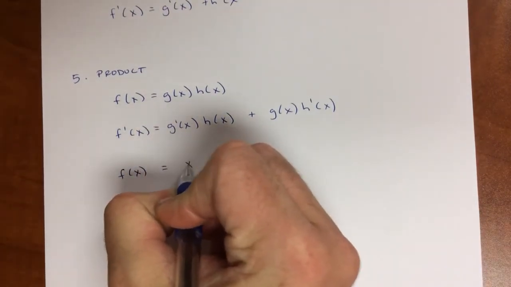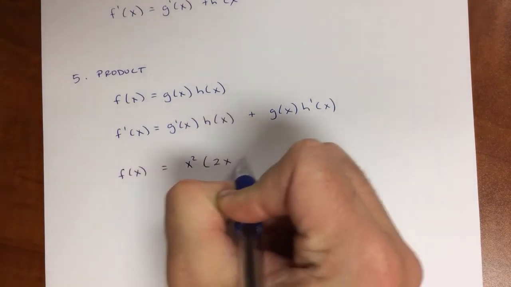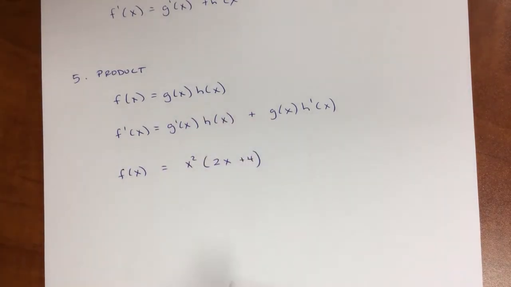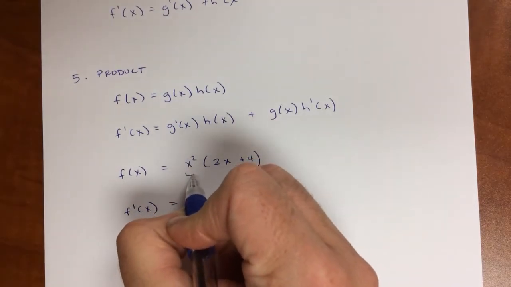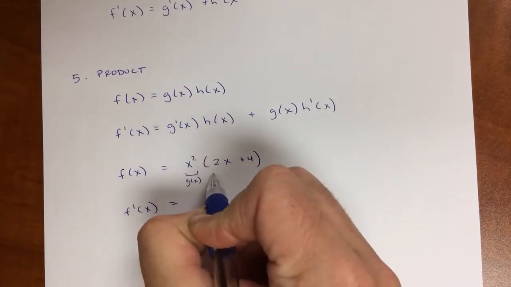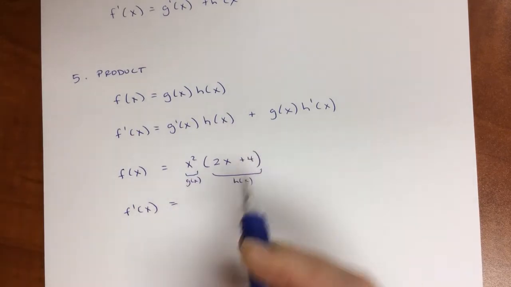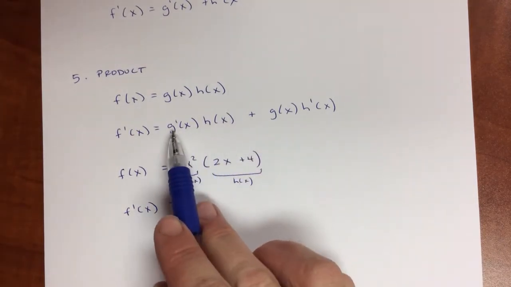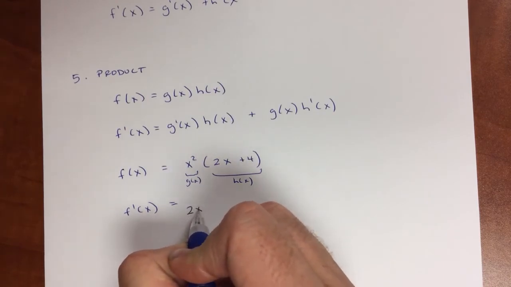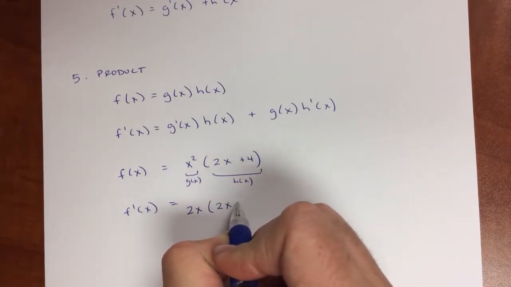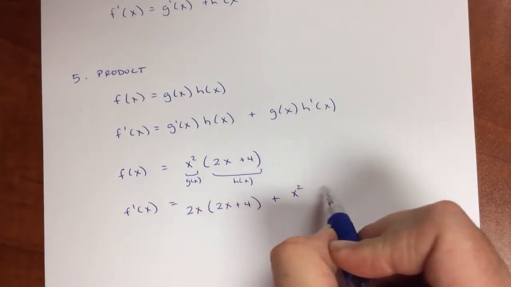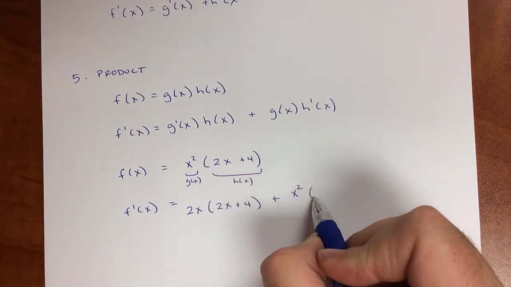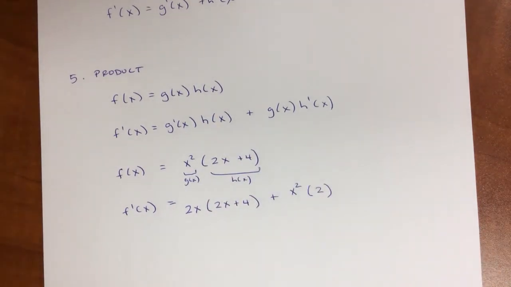Let's look at a quick example. f of x is equal to x squared times 2x plus 4. Now I could go ahead and distribute that through, or I can just apply the product rule. f prime of x is equal to, well, this first one we'll call g of x. This next one we'll call h of x. So I just apply that rule. The derivative of g of x is 2x times h of x, 2x plus 4, plus g of x, which is x squared, times the derivative of h of x, which is just 2. And that there is the answer.